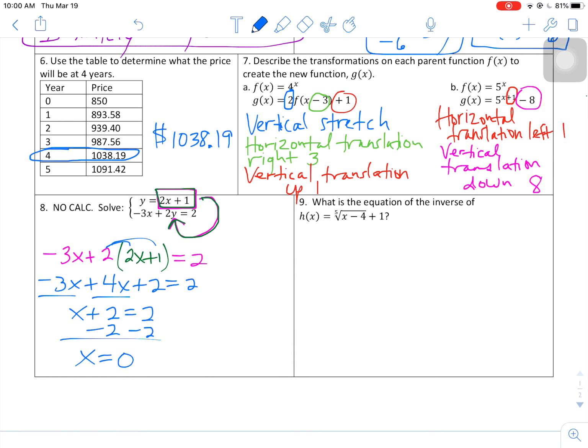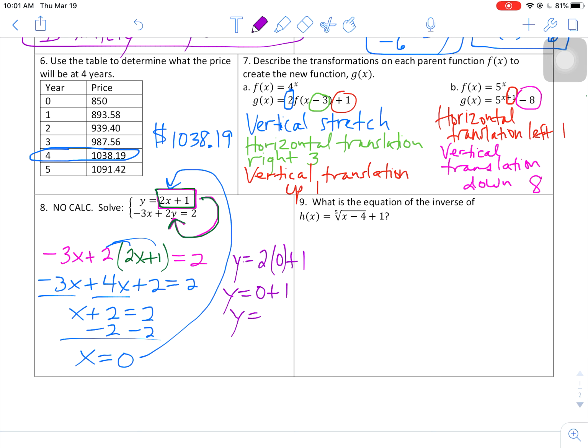At this point, plug in 0 for x in technically either of the equations, but might as well make it easy on ourselves. Let's plug it in right here. It'll be much faster. So y equals 2 times 0 plus 1.